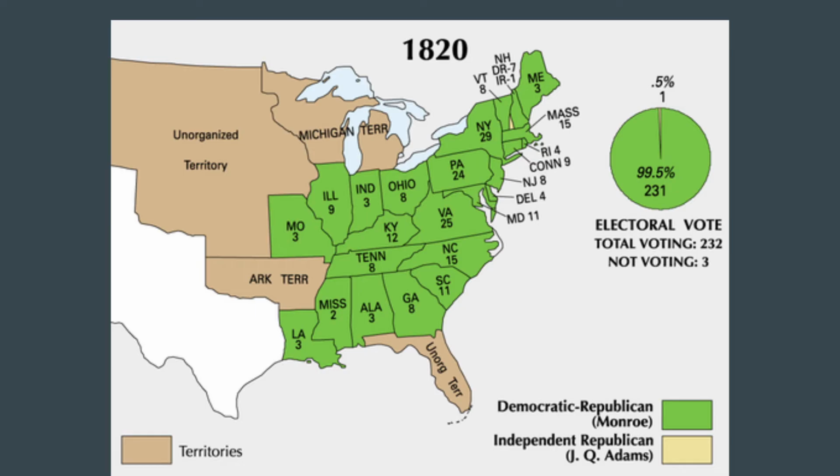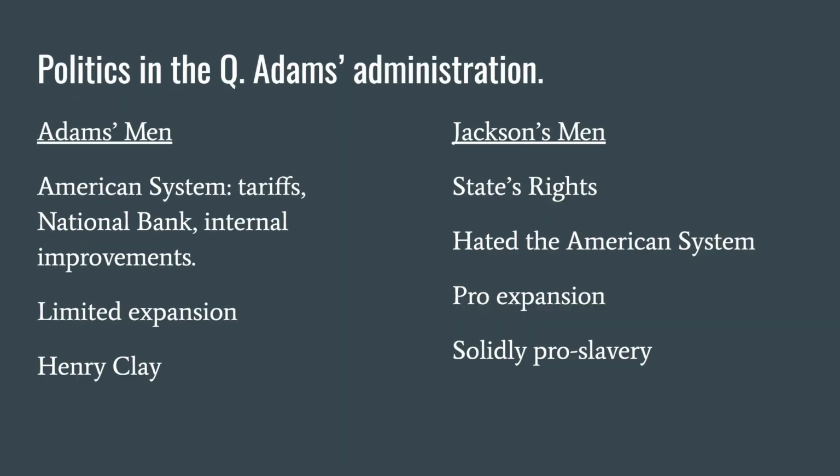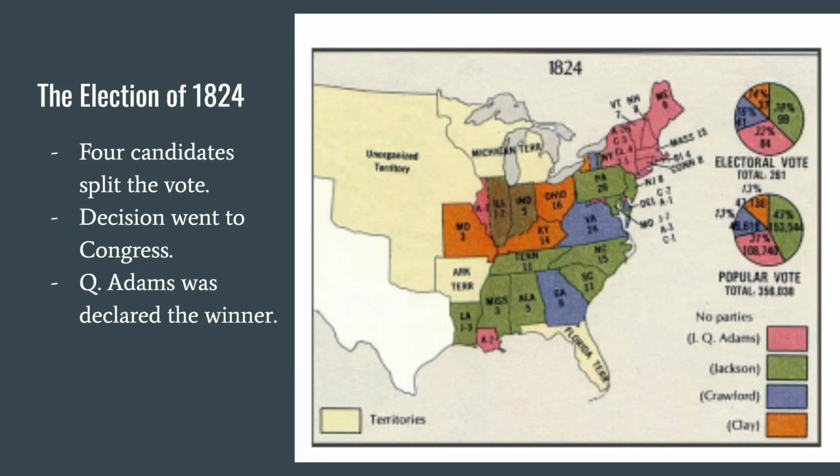Now let's look at this electoral college map. This is 1820's electoral college map. This is 1824. You can see something crazy has happened, and that crazy thing is the breakup of the Democratic Republicans into their own factions. So now we have factions within factions. And let me tell you the story.